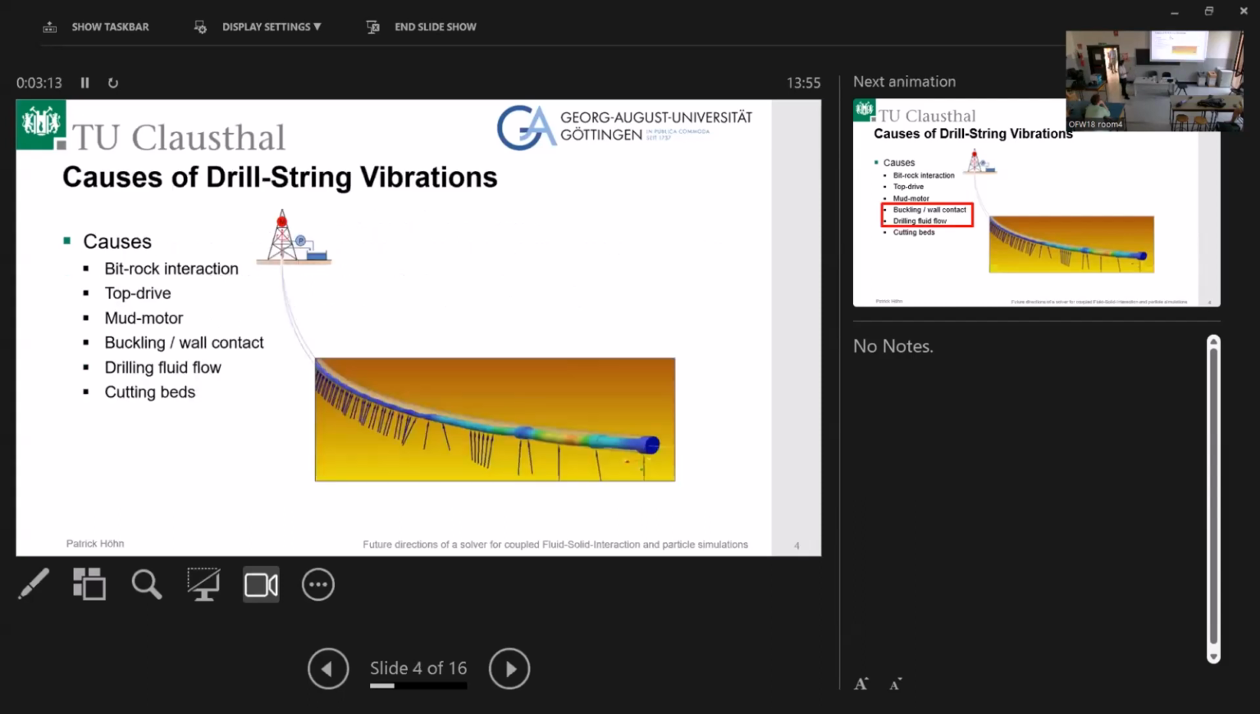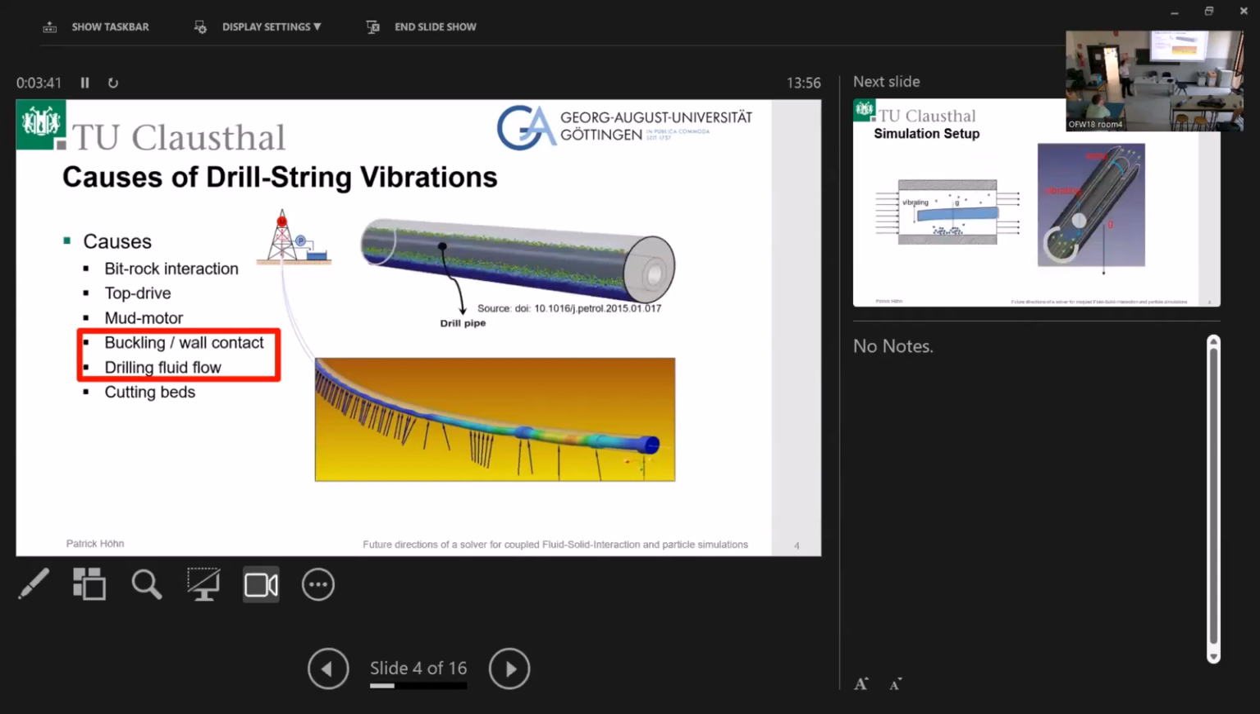So what is causing those vibrations? There are quite a few. For torsional, that can be the drilling action with a top drive propelling it, or the mud motor, but I won't talk much about that today because I'm into lateral vibration, and that is governed by buckling, wall contact, and more importantly for me, the drilling fluid flow and the cutting beds.